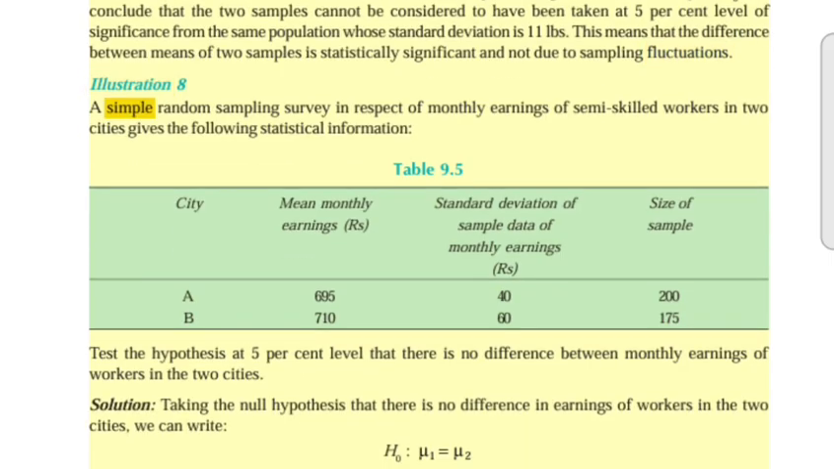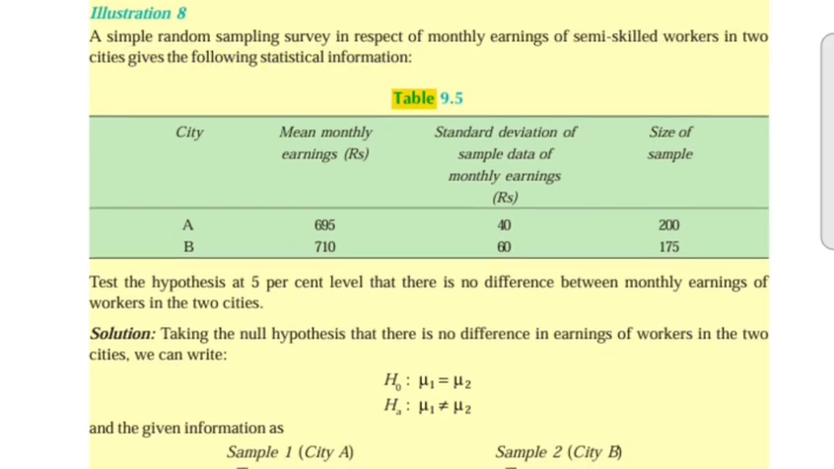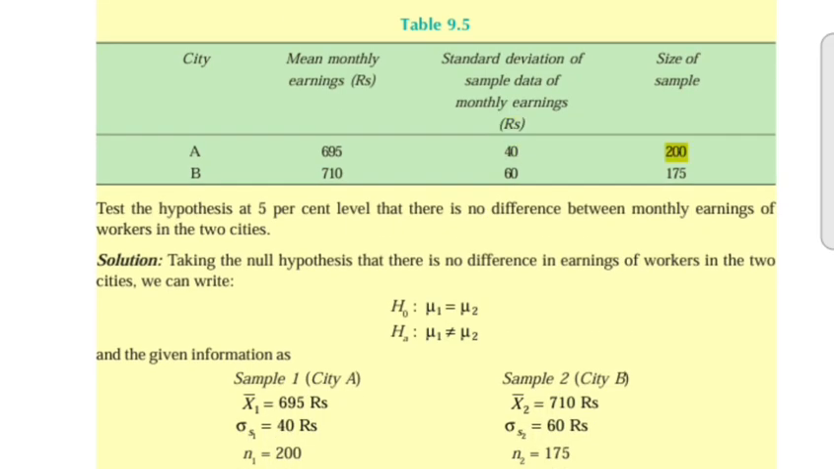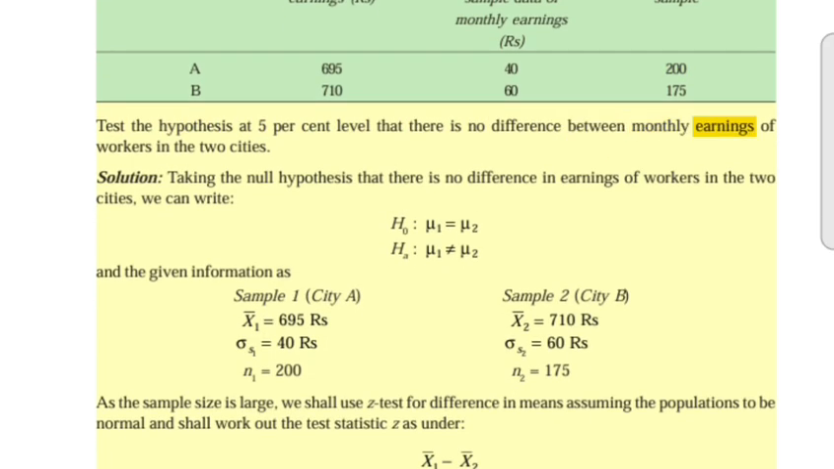Illustration 8. A simple random sampling survey in respect of monthly earnings of semi-skilled workers in two cities gives the following statistical information. Table 9.5. City A: mean monthly earnings Rs. 695, standard deviation Rs. 40, sample size 200. City B: mean monthly earnings Rs. 710, standard deviation Rs. 60, sample size 175. Test the hypothesis at 5% level that there is no difference between monthly earnings of workers in the two cities.